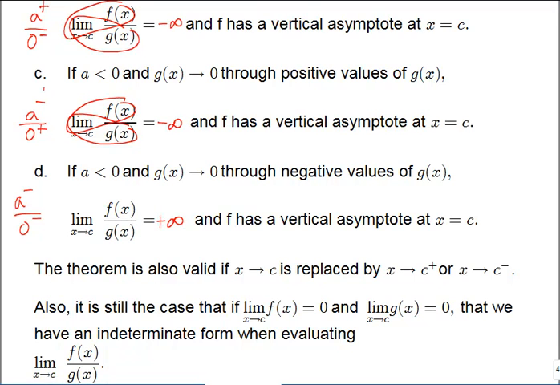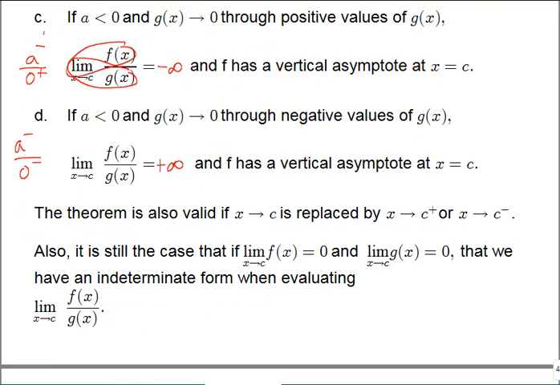So to summarize here, basically what we have is that a number divided by 0 is going to go to either positive or negative infinity depending on the signs of your numerator and your denominator. Okay? And this is true whether you're taking a two-sided limit or a limit from the right or a limit from the left. Also, it is still the case that if the limit of the top is 0 and the limit of the bottom is 0, then we have one of those indeterminate forms, 0 over 0. So if we get an indeterminate form, we will have to be a little bit more creative and try another technique to help us simplify that limit.